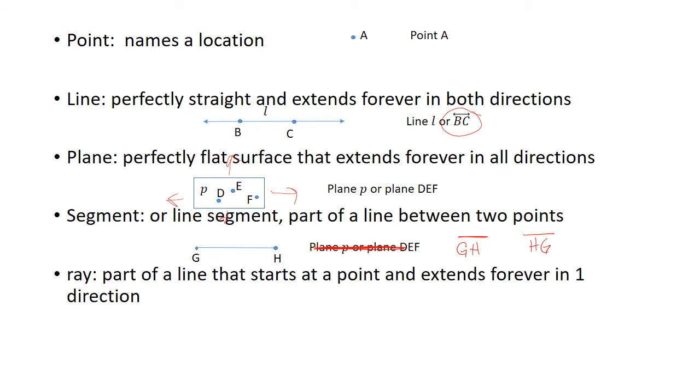And then a ray is a part of a line that starts at a point and extends on forever in one direction. So it's just a piece of the line starting at a point. So this would be ray JK.